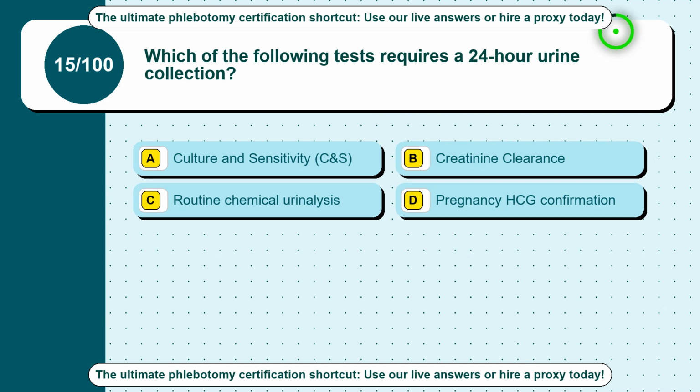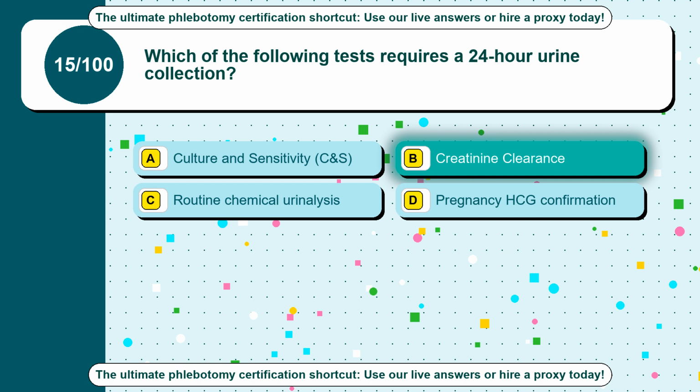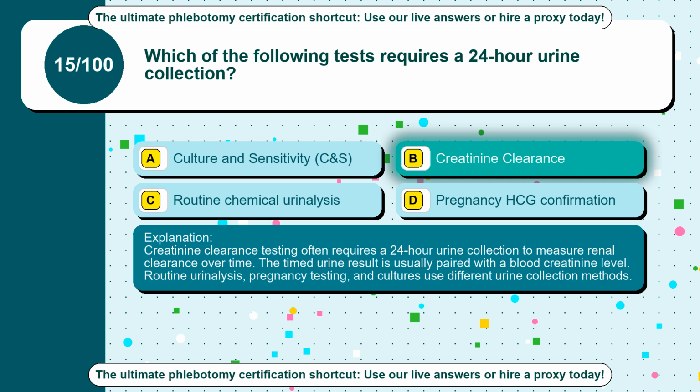Question 15. Which of the following tests requires a 24-hour urine collection? Option A. Culture and sensitivity, C and S. Option B. Creatinine clearance. Option C. Routine chemical urinalysis. Option D. Pregnancy HCG confirmation. The correct answer is option B. Creatinine clearance. Creatinine clearance testing often requires a 24-hour urine collection to measure renal clearance over time. The timed urine result is usually paired with a blood creatinine level. Routine urinalysis, pregnancy testing, and cultures use different urine collection methods.